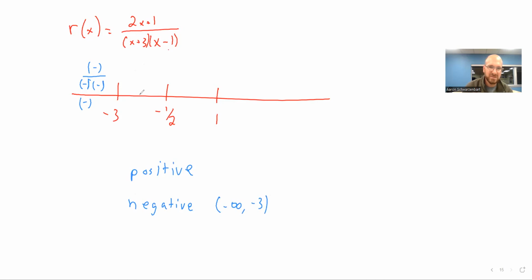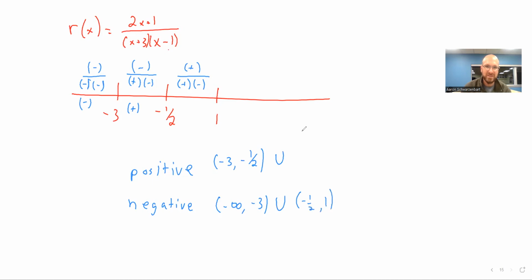Probably positive in the next one. Let's do -1. 2 times -1 plus 1 is -1. -1 plus 3 is a positive. -1 minus 1 is a negative. That's a net positive. Two negatives, negative over a negative makes a positive. So -3 to -1/2 is positive. It's probably another one of each of these. We'll do 0. 0 is positive, positive, negative. One negative makes a negative. So from -1/2 to 1, we're negative.